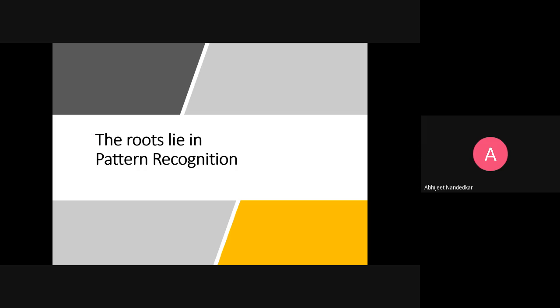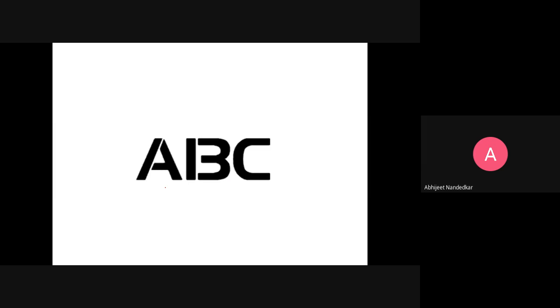Now, the whole story starts with pattern recognition. If you try to understand what pattern recognition is, then the subsequent things are simple. So let us do an experiment. I hope you can see this image. Can you recognize this? Any one of you, try to speak. What is this?